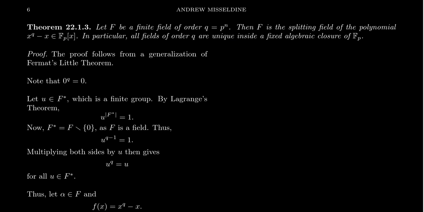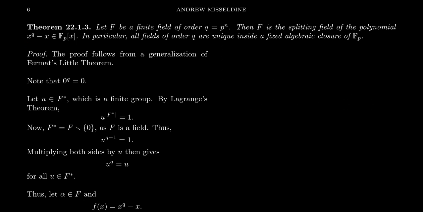All right. So since finite fields are always splitting fields, they're going to be isomorphic to each other, as their order is an invariant of isomorphism. This is going to give us that the field of order q is isomorphic to every field of order q, because every field of order q is the splitting field of this polynomial. And the proof basically is a generalization of Fermat's little theorem.